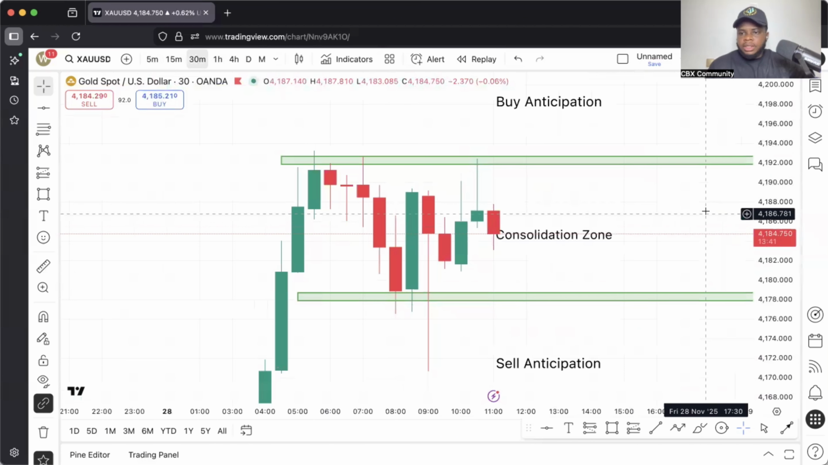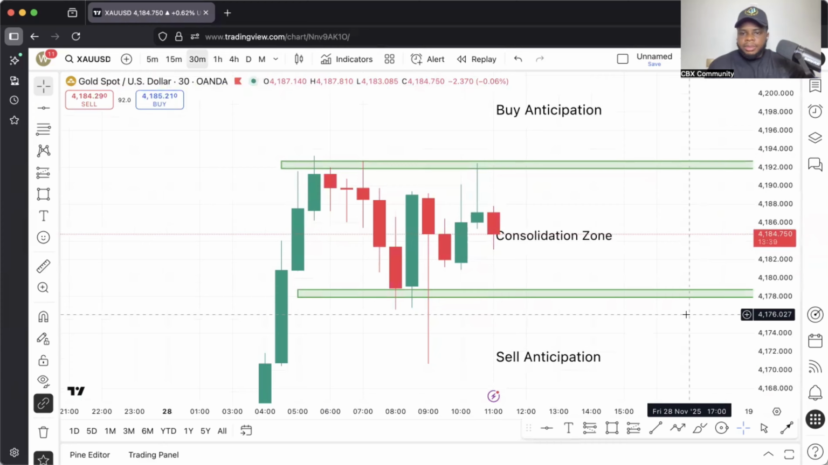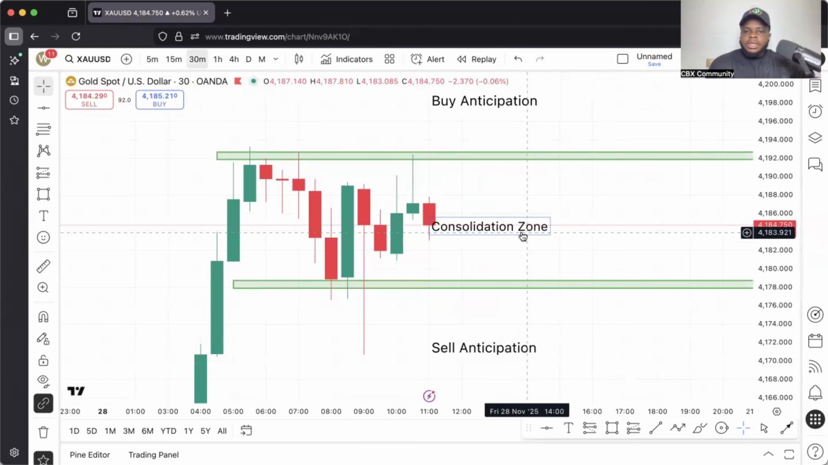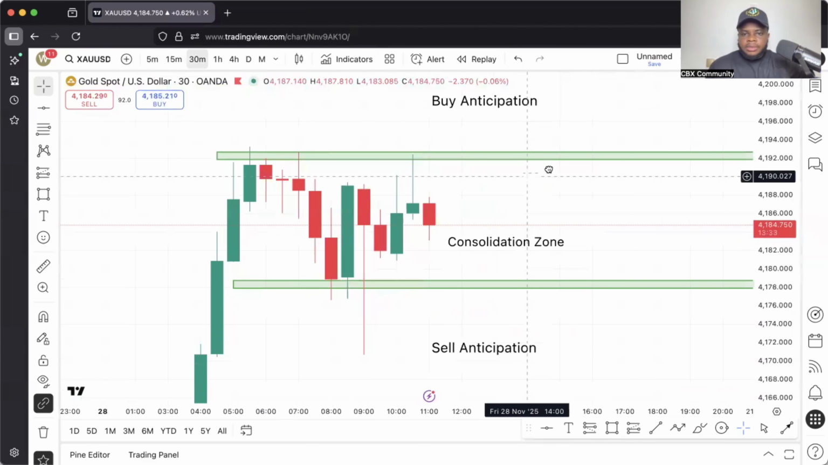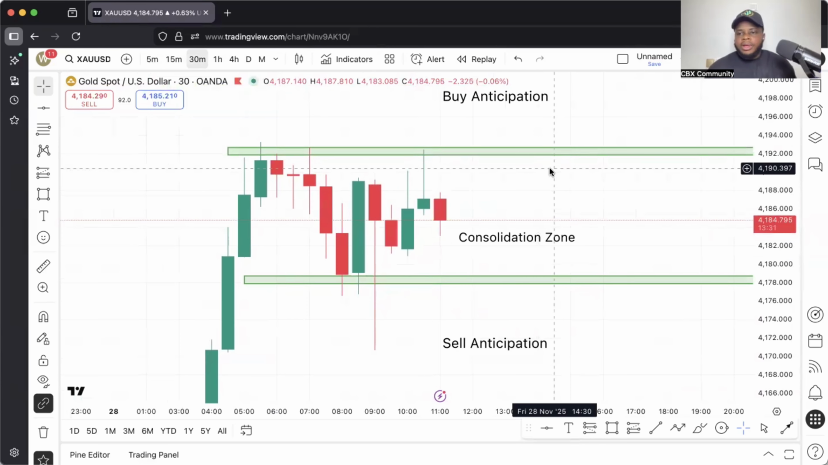Let me zoom the chart like this. Let me keep it like this. It's calm. It's cool like this. Let's see what the market wants to do.